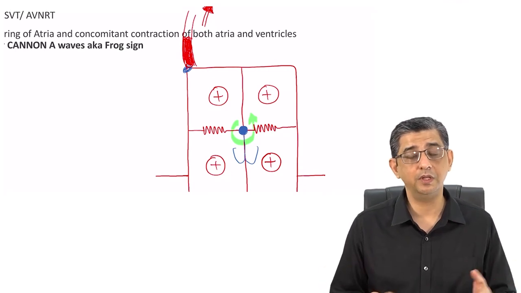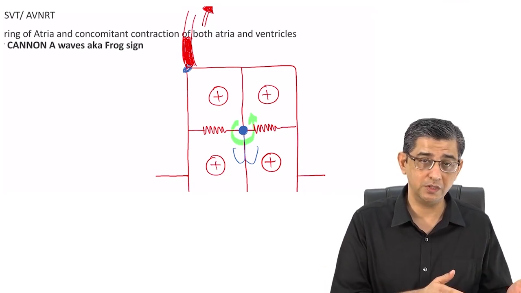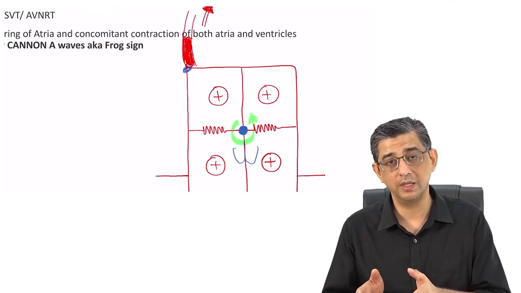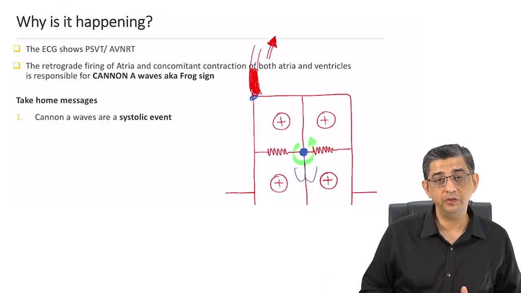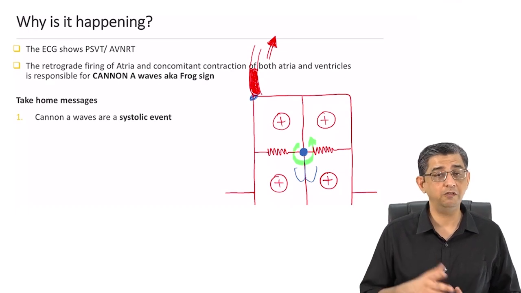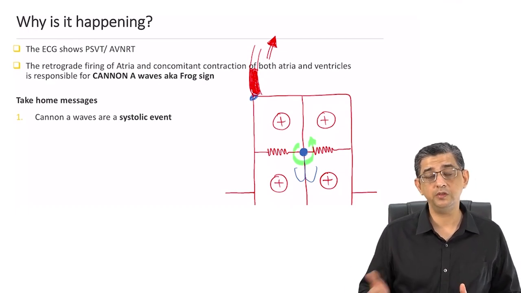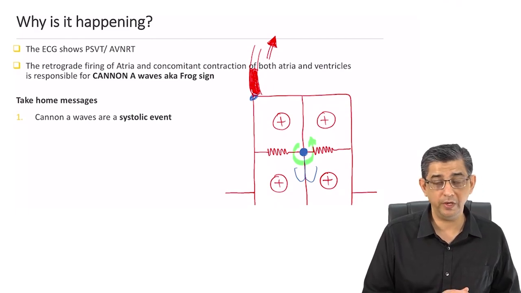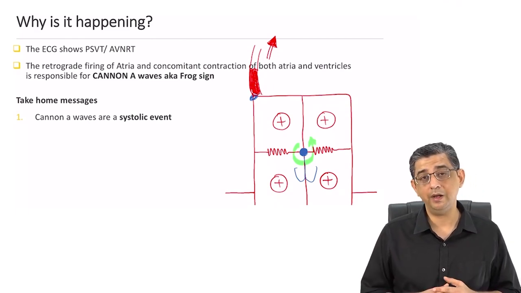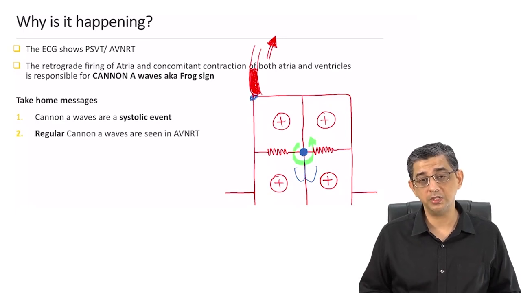And Cannon A wave is something that they regularly ask you, whether in an entrance exam or in a university exam. So let us look at the take-home messages, guys. The very first one is Cannon A waves are a systolic event. You can notice the simultaneous activation of the atria and the ventricles, and the power of the two is added, which actually results in the super large A wave.